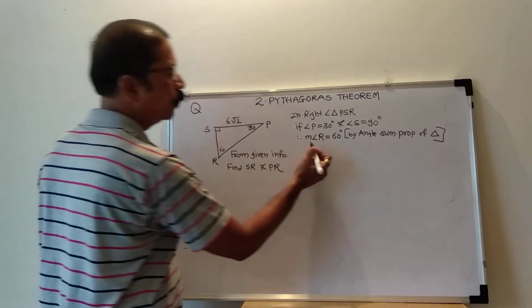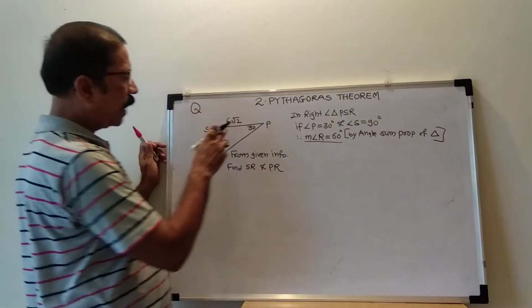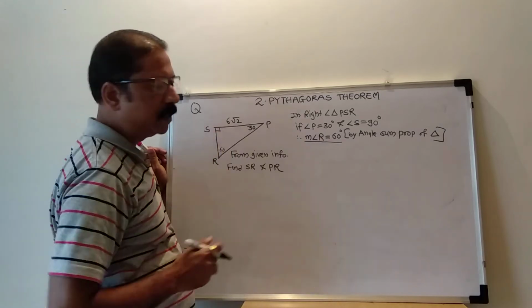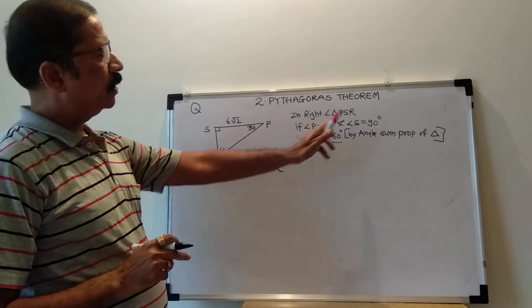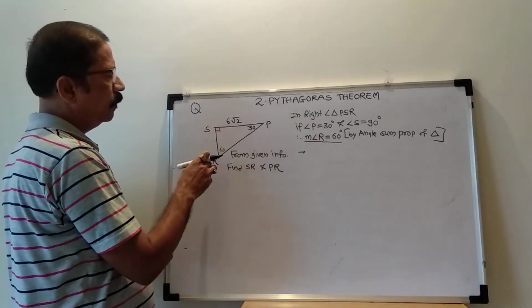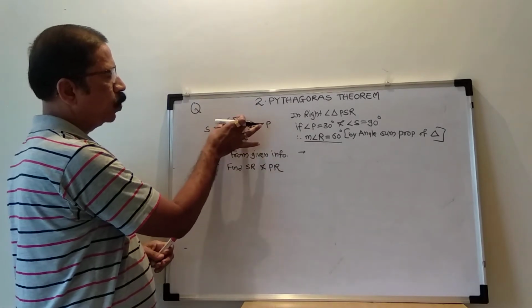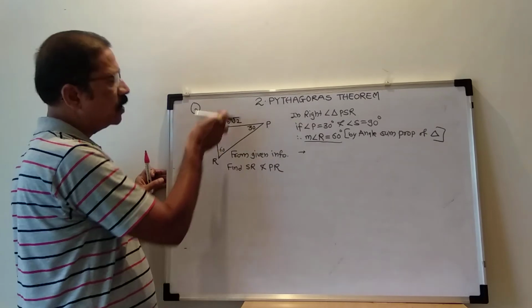So we proved that measure of angle R is 60 degrees. Therefore, the triangle becomes a 30-60-90 degree triangle. Then, if the triangle is 30-60-90 degree, you have to use those two properties. Here one side is given, SP is given as 6 root 2. So you know this SP is the side opposite to 60 degrees.